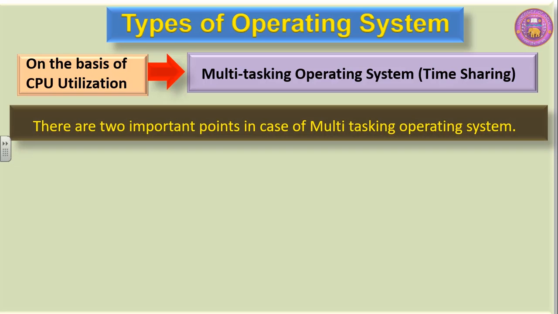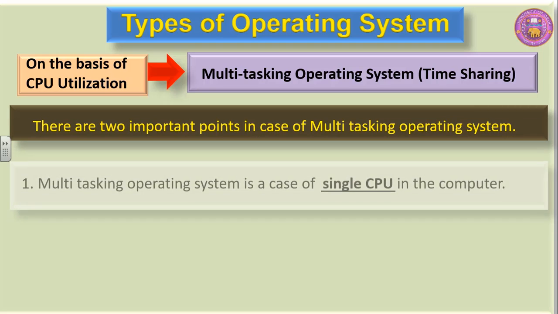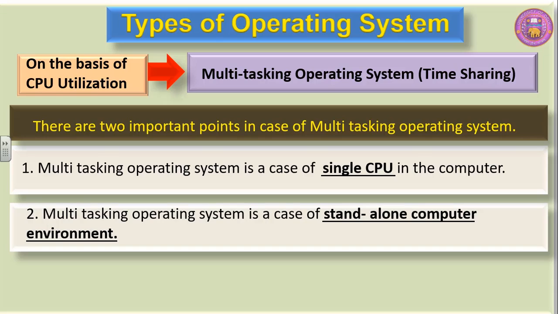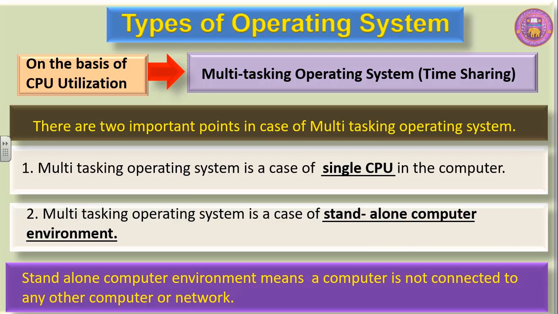There are two important points in case of multitasking operating system. First one, multitasking operating system is a case of single CPU in the computer. Second, multitasking operating system is a case of standalone computer environment. Standalone computer environment means a computer is not connected to any other computer or network.